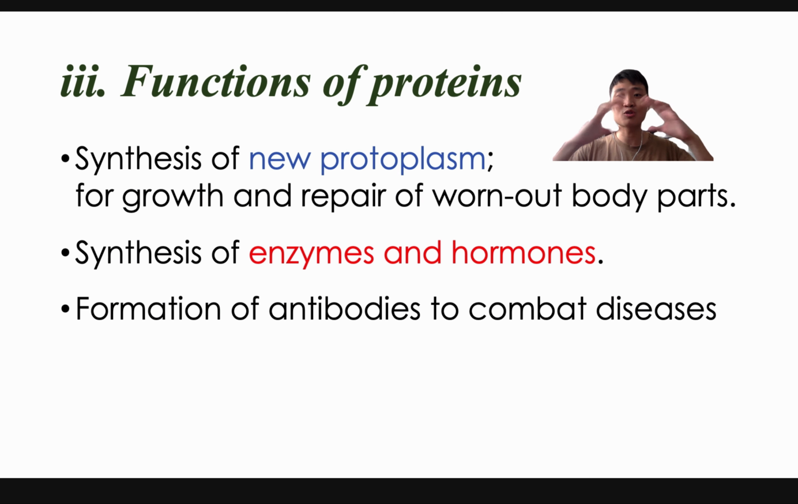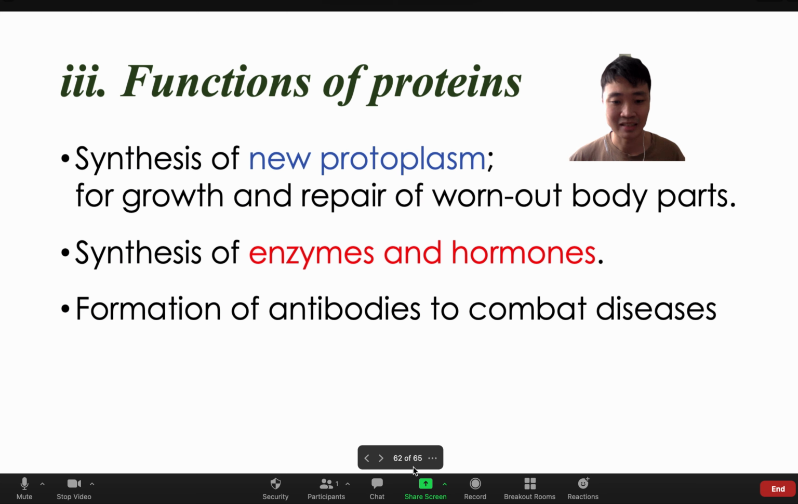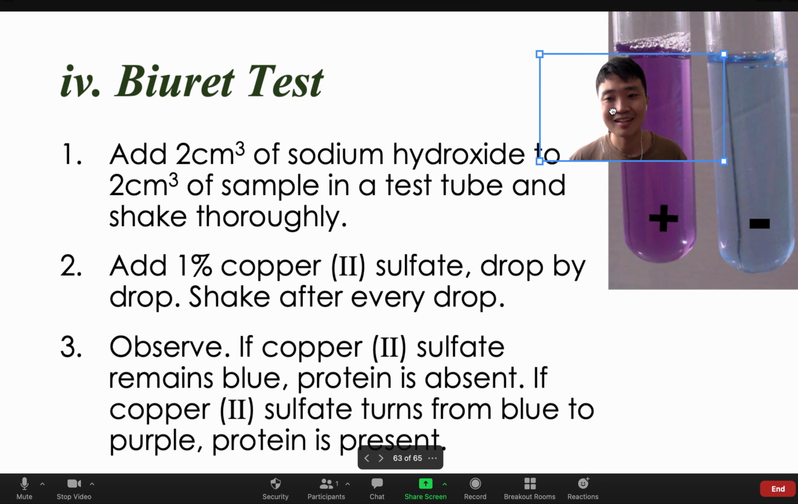So unlike the long story of carbohydrates, form supporting structures, synthesize nectar, and so on. For proteins, it is just being used to make four things: protoplasm, enzymes, antibodies, and hormones. Settled? Alrighty. Okay, last one.